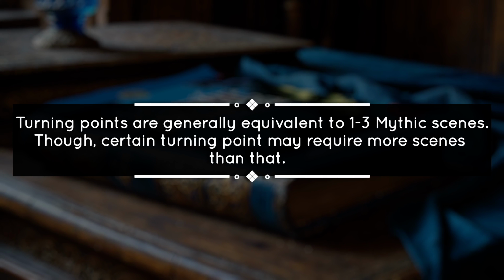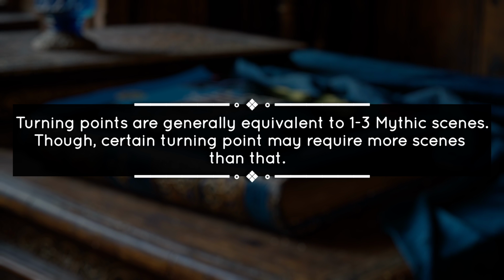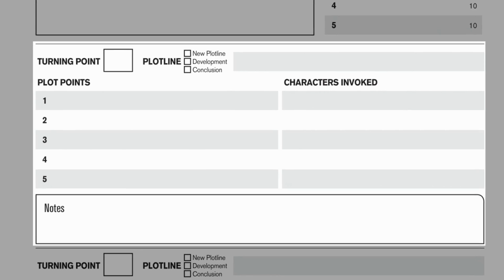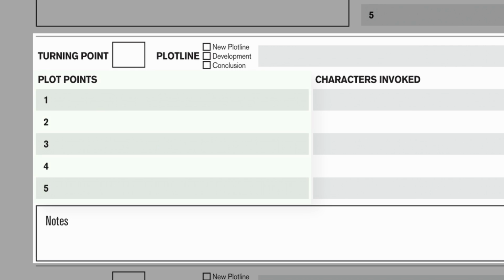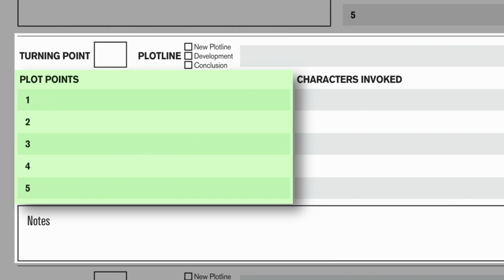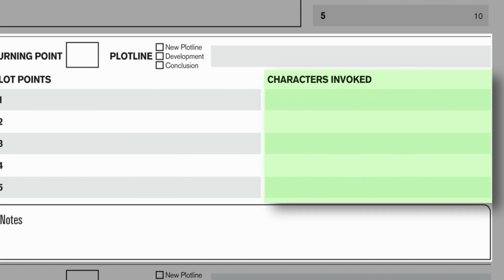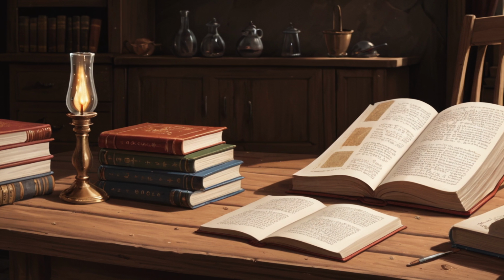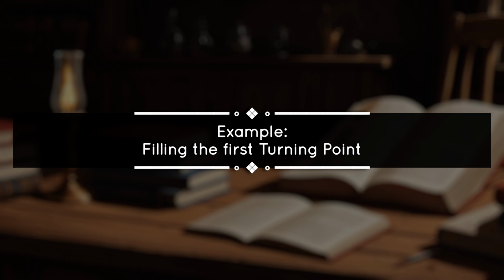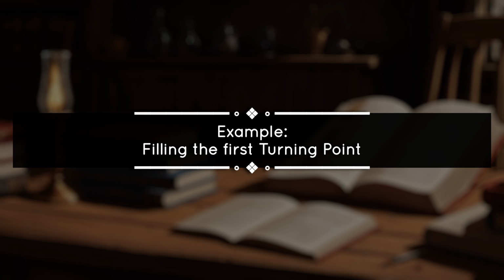Compared to scenes in Mythic, a turning point would be the equivalent of about 1, 2, or 3 scenes. If you look at this turning point, you will see it can have up to 5 plot points, and each plot point can have one or more characters attached to it. Now, to make things more concrete, here is how we could fill the first turning point in our story.